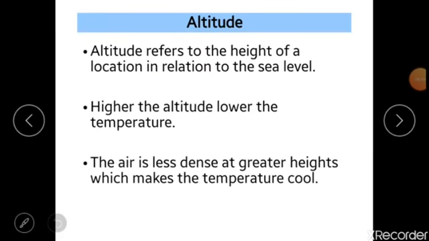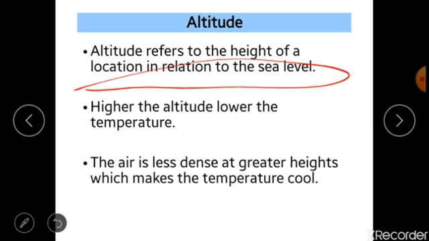Next is altitude. Altitude also greatly affects the climate of a region. It refers to the height of a location in relation to the sea level. Altitude is the height, the elevation of an object or a place in relation to the level of the sea.